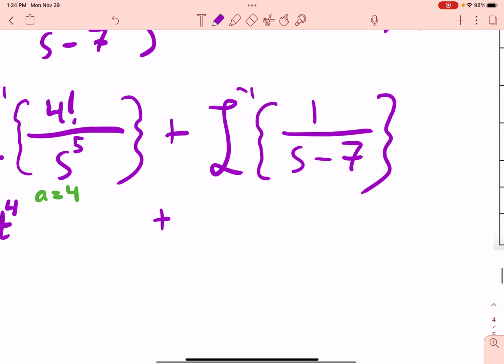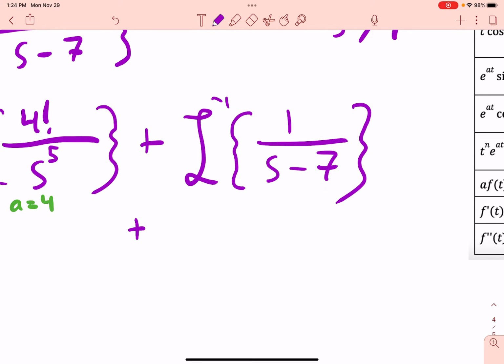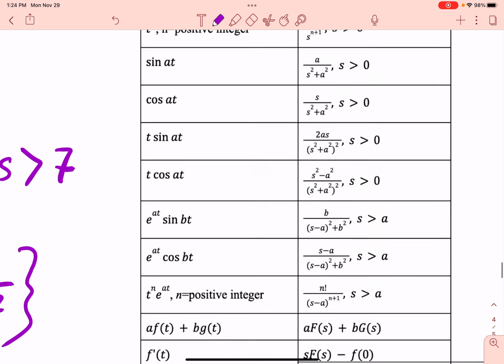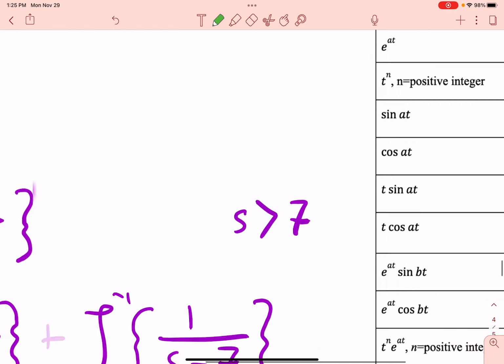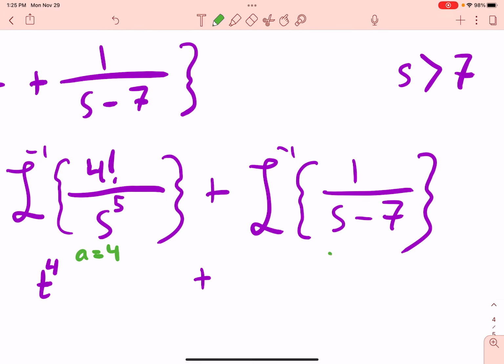Now, for the last one, 1 over s minus 7, let's go ahead and see what that looks like in our table. We're looking for something with 1 over s minus a number. And I see that here, 1 over s minus a says that the inverse function is e to the power at. And here, that number a for us is the number 7. So in this problem, I'll just make a note that a is equal to 7 here. And then that inverse Laplace transform is equal to e to the power 7t.